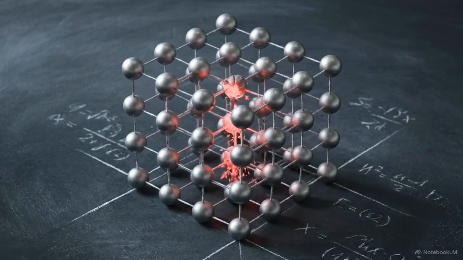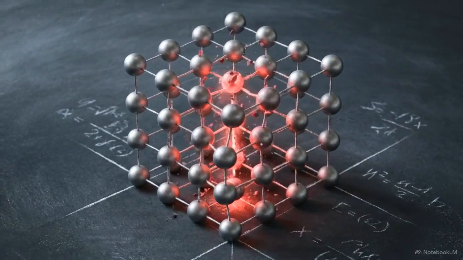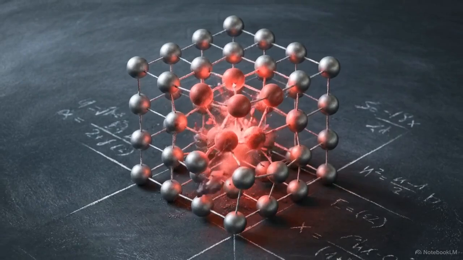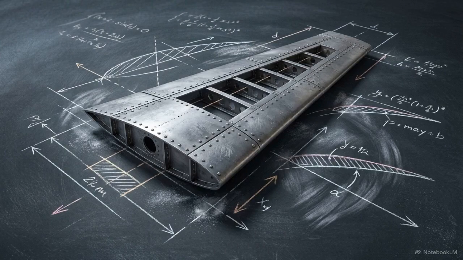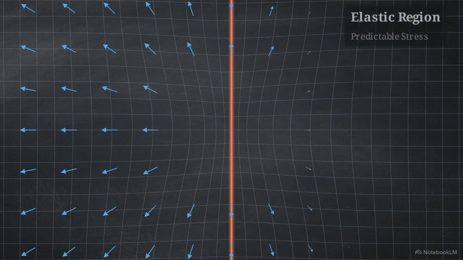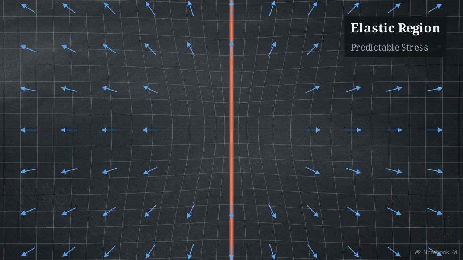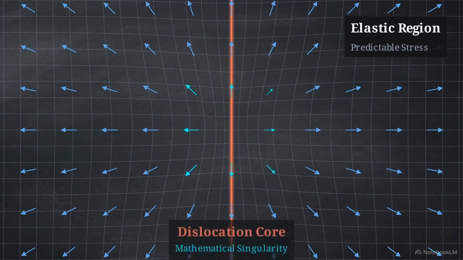A single missing or shifted line of atoms seems completely insignificant, but this microscopic anomaly generates long-range forces that dictate the macroscopic strength of a steel I-beam or an airplane wing. These anomalies are dislocations, line defects that severely distort an otherwise perfectly ordered crystal lattice. To understand how they affect a material, we need to calculate the stress they create.